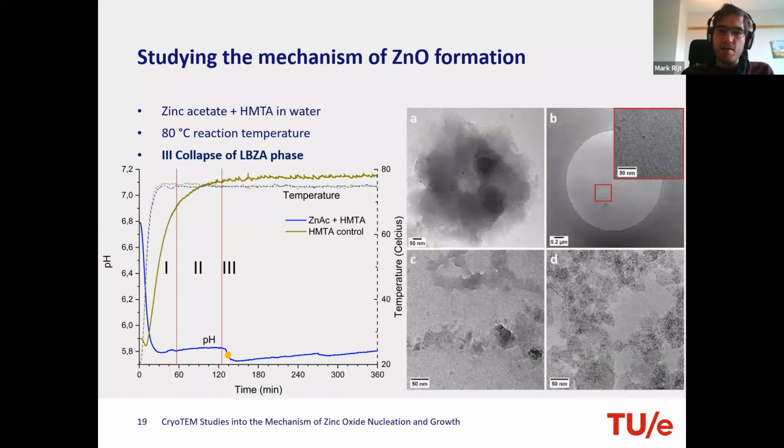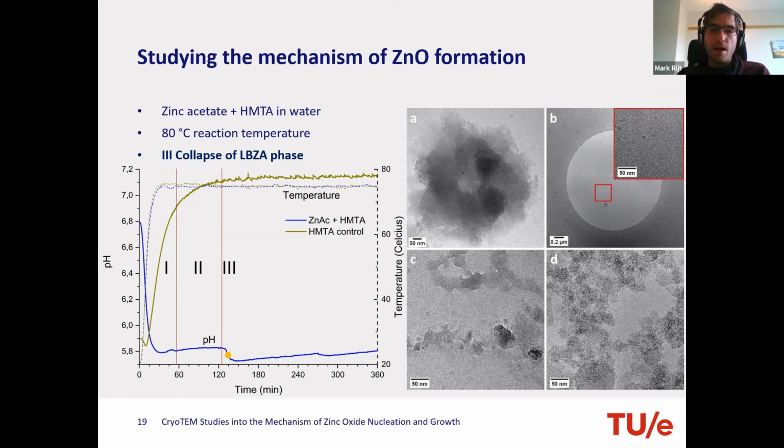Well, we find some other products, and that's like clusters of some high contrast material. We also find some regions where you see these very thin sheets. And if you zoom in, you actually see that they're composed of many small 3 nanometer particles. And we also see regions filled with clusters of very small nanoparticles.